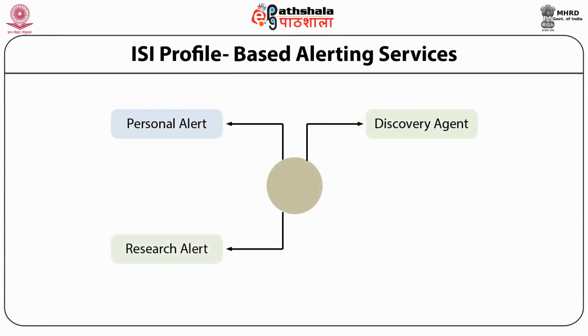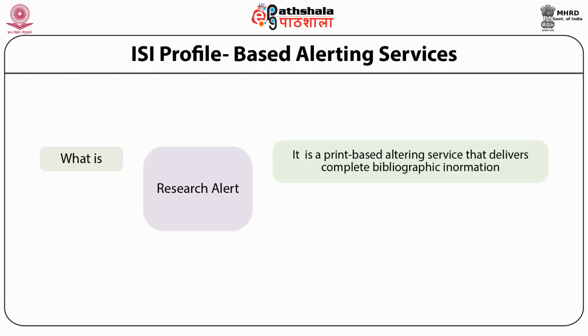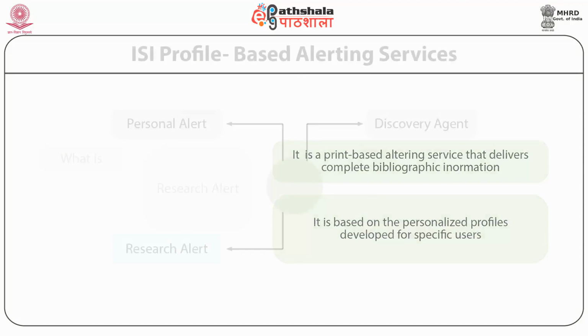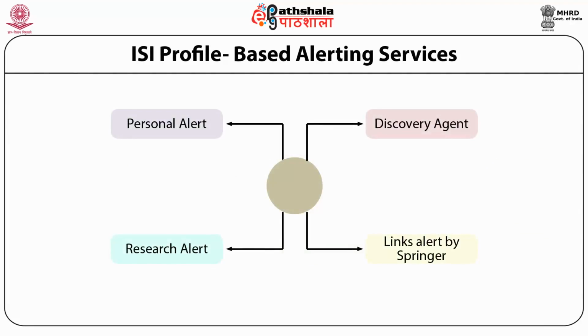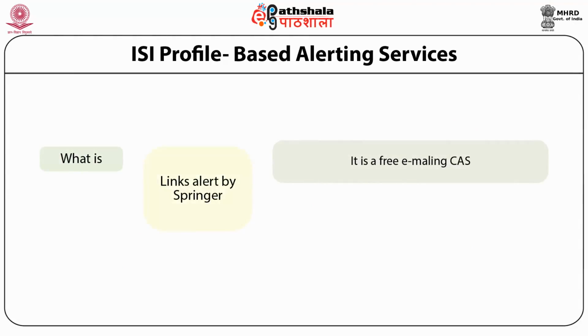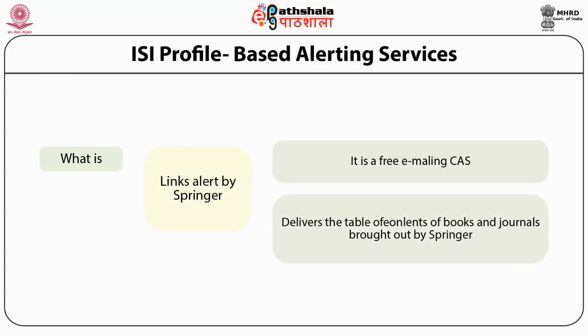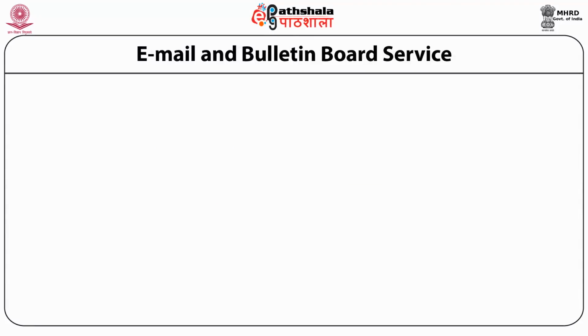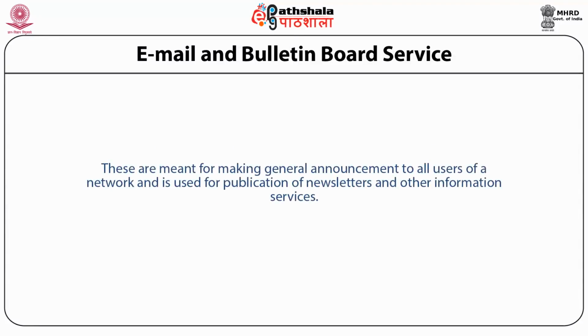Next, Research Alert. This is a print-based alerting service that delivers complete bibliographic information. It is based on the personalized profiles developed for specific users. Then Links Alert by Springer. It is a free emailing current awareness service that delivers the table of contents of books and journals brought out by Springer. Email and bulletin board service. These are meant for making general announcements to all users of a network and are used for publication of newsletters and other information services.